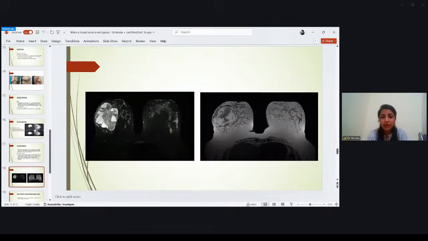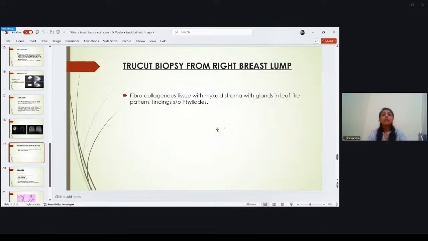So skipping this part. Then we went ahead with the true-cut biopsy, core biopsy from the right breast lump, which showed fibrocollagenous tissue with myxoid stroma with glands and a leaf-like pattern, and the findings were suggestive of phylloid tumor.